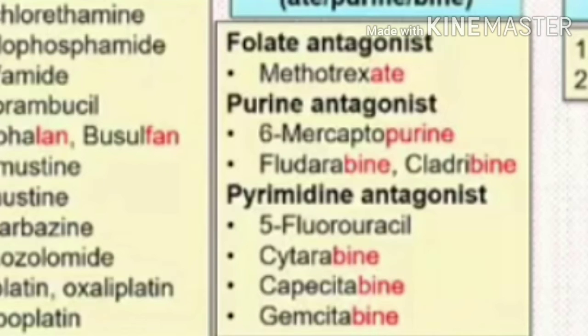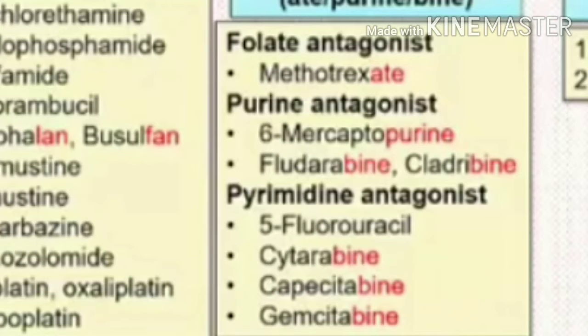In pyrimidine antagonist, we have 5-fluorouracil, cytarabine, capecitabine, gemcitabine. So we see that the drugs ending with BINE all fall in this group.